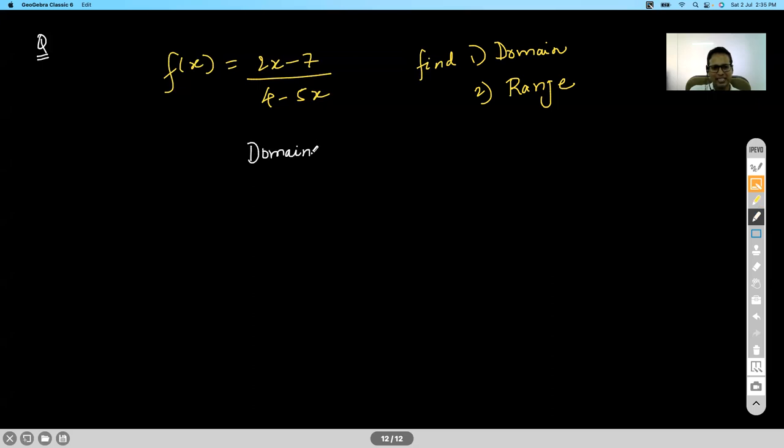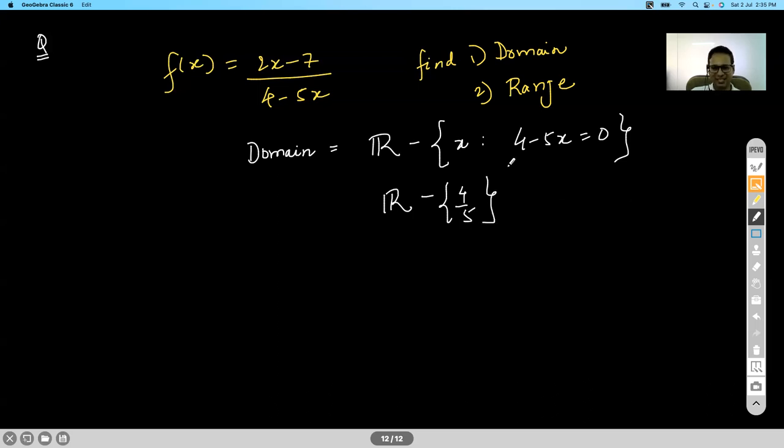So domain, as I already discussed, will be all real numbers except those x values which will make your denominator become 0, right? So your denominator will become 0 when x becomes 4 by 5. Correct, Rishabh. That is the pattern. Very good. And what about range? For range, as I already told you, the approach is to equate it to y, correct, Sanjana? Sandeep, correct, right? So let's discuss it.